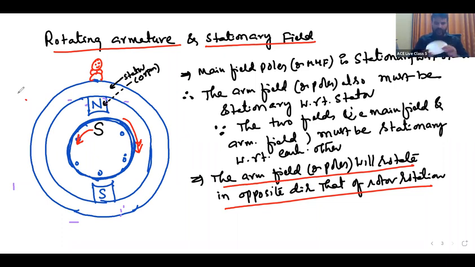If the rotor rotates 180 degrees, the pole rotates 180 degrees as well. If the rotor rotates 30 degrees, the pole rotates 30 degrees opposite. Like this, if the rotor is rotated 180 degrees, the pole also rotates 180 degrees in the opposite direction. There the two fields must be stationary.